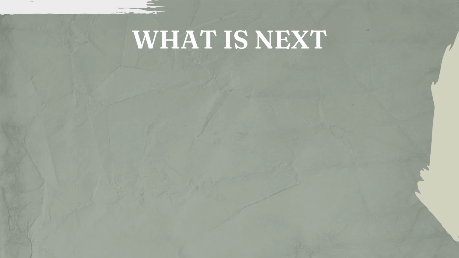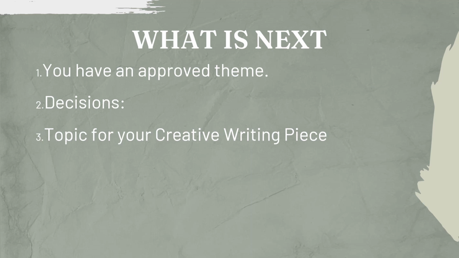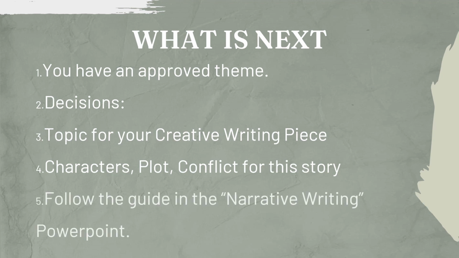Now that we are here, what comes next? You have your approved theme and you have some decisions that you need to make right away. Decide on the topic for your creative writing piece, who the characters are, create your character wheels, define your plot, define your conflict for this story.